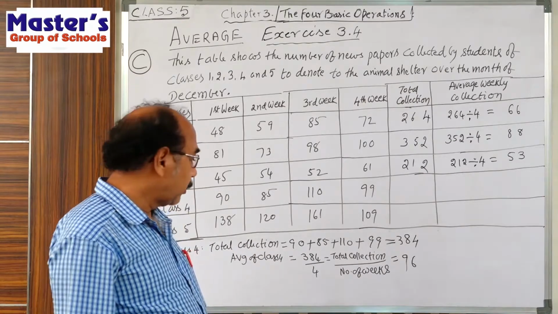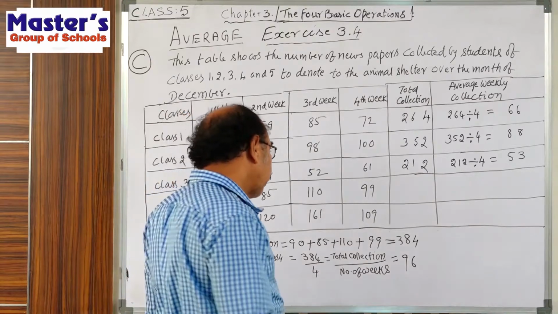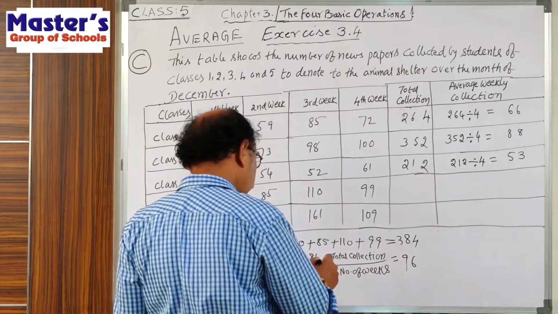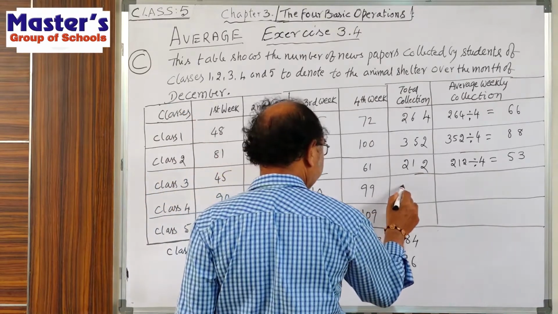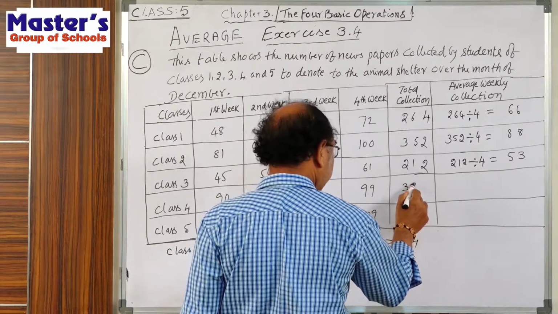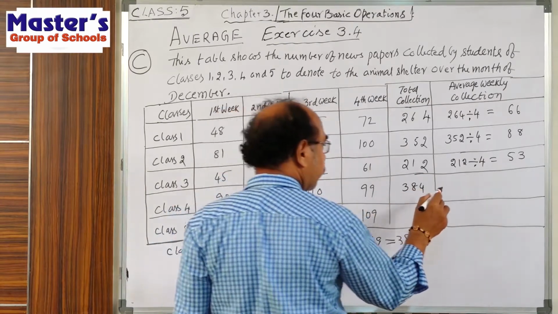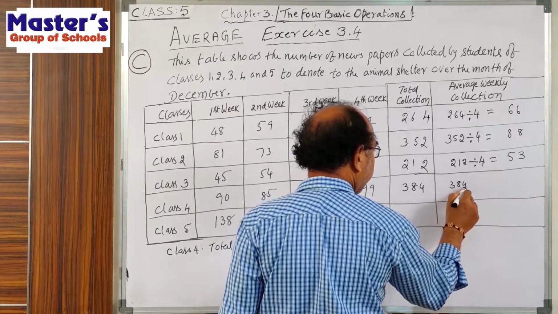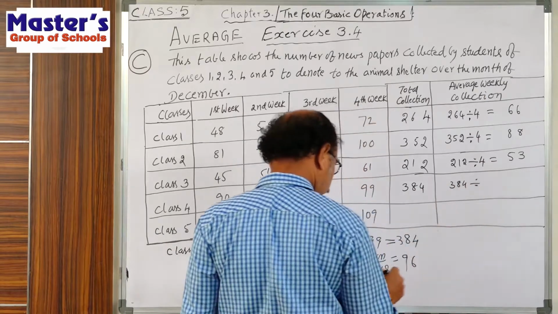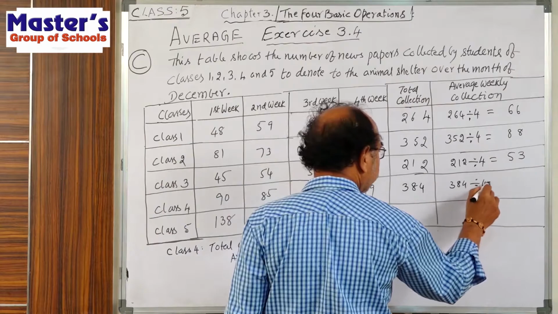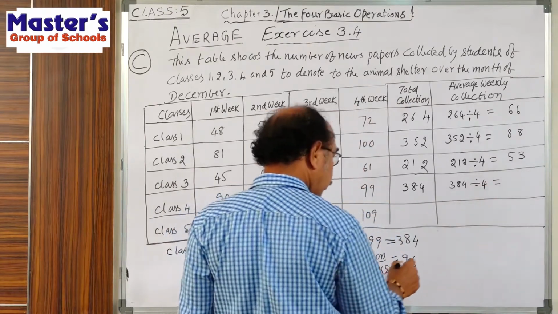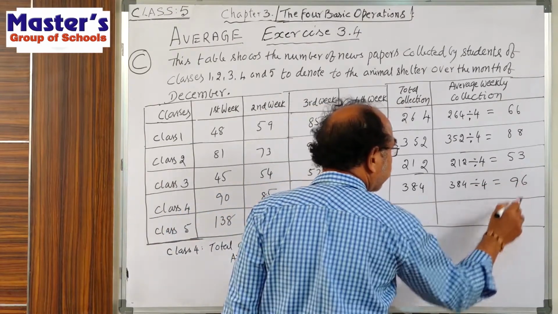Okay, children, you got an idea? So here what do we write? Total collection 384. Here 384 divided by 4 is equal to, after division, you got 96.